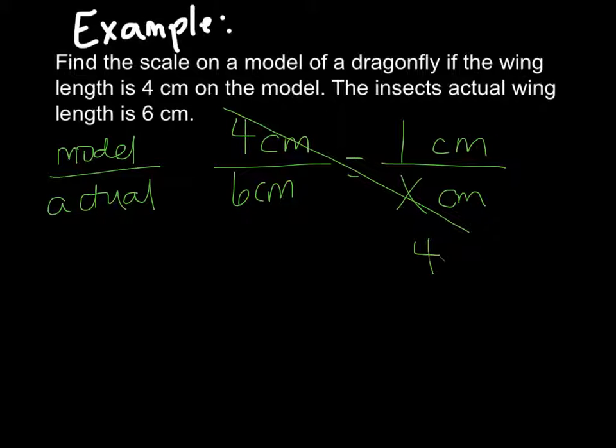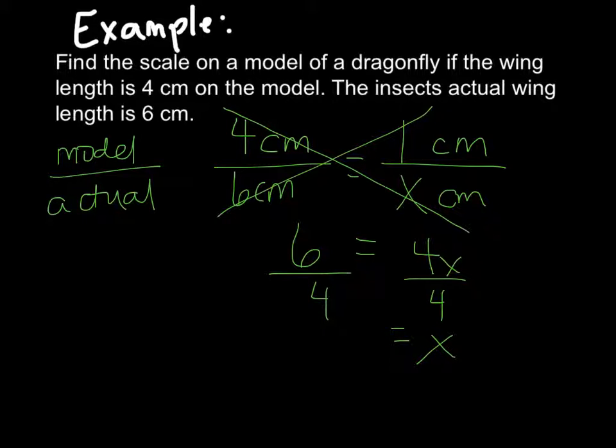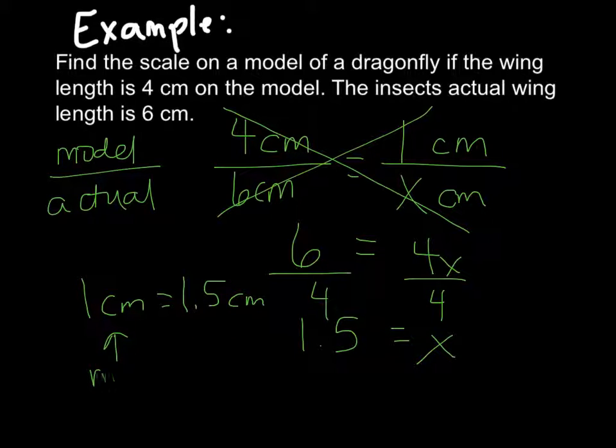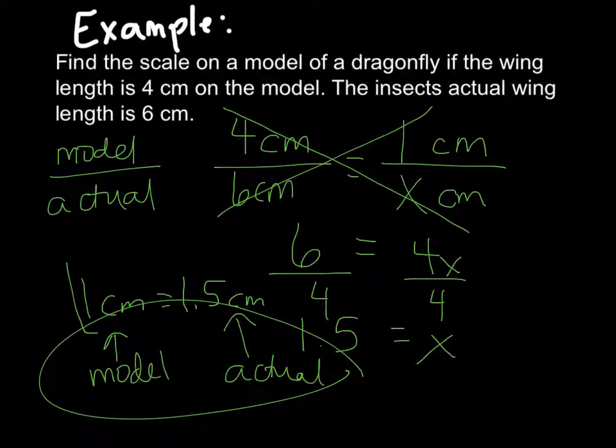So 4 times x is 4x, 1 times 6 is 6. Those cross products are equal. Divide both sides by 4, and x is 1.5. So our scale is 1 centimeter equals 1.5 centimeters. And we don't need to put any other labels beyond that, because in a scale, we always know that this first one is for the model, and this one is for the actual. So we don't need to write that. This is just what we need to write, but we know that.